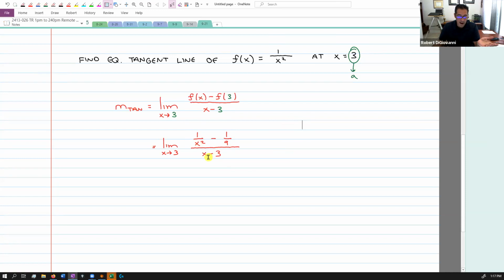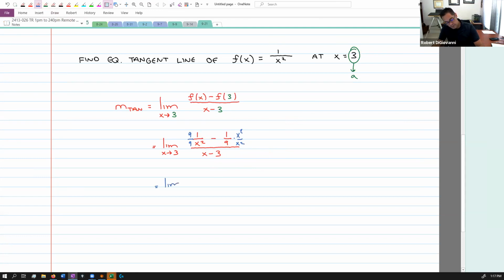So the question becomes, what algebra do we want to use here? You have fractions within fractions. What did I tell y'all to try when you have fractions within fractions? Combine the 2 on top. So get a common denominator between these two. I will multiply the left fraction by 9 over 9, and this one over here by x squared over x squared.